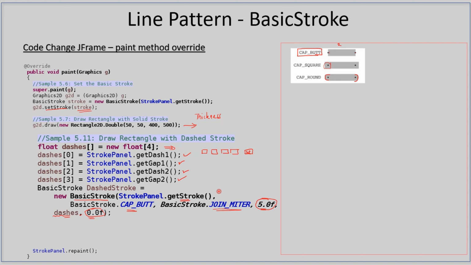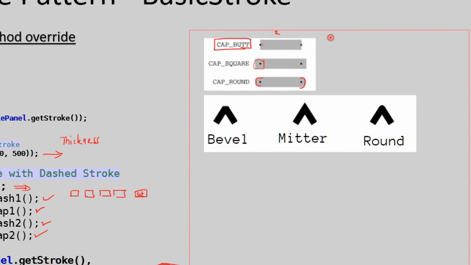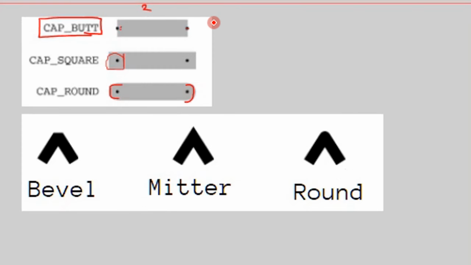Next, join miter. This tells what happens when 2 dashes meet. Say, for example, you are defining a line style as a dashed line style, and you are drawing a line like this. The second line is perpendicular to the previous one. Here I'm just taking this as an example, and this is the portion where we are making the join, right? So how this join looks is what is defined by the BasicStroke and the join style.